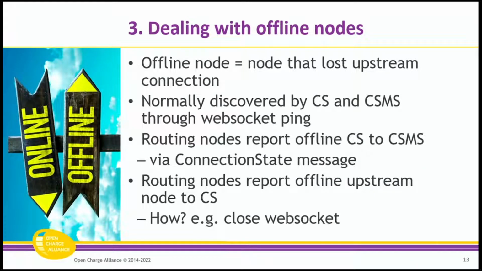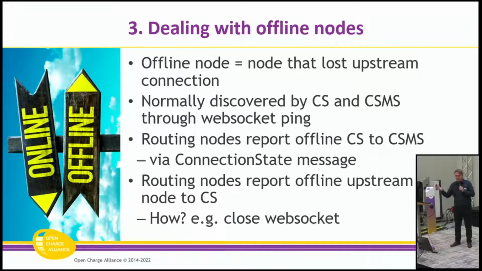Now then we have the issue of what do you do if one of the nodes goes offline? Because normally if a charging station goes offline, the CSMS immediately knows that because the WebSocket ping pong stops working. But if there's a node in between and someone goes offline, you might not know it. So the CSMS might still think the charging station is online, and somewhere along the way, the connection is lost.